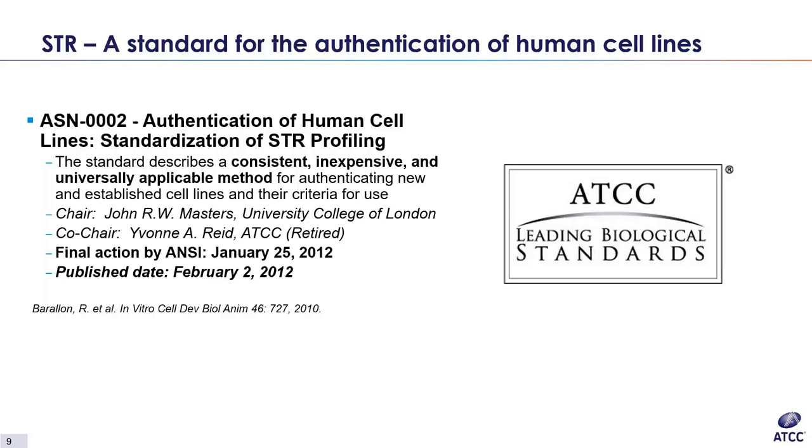Since there are many kits out there for STR for forensic purposes, it made sense to provide a standard using this for cell line identity. So STR profiling for human cell line authentication was established as an ANSI standard in 2012. The standard describes a consistent, inexpensive, and universally applicable method for authenticating new and established cell lines and their criteria for use. It was chaired by John Masters of University College of London and ATCC's own Dr. Yvonne Reed.